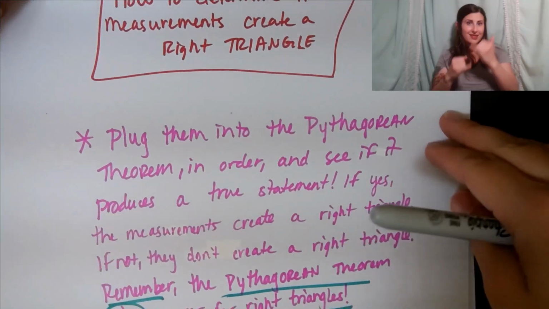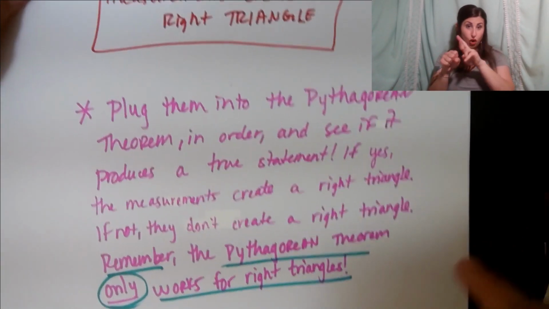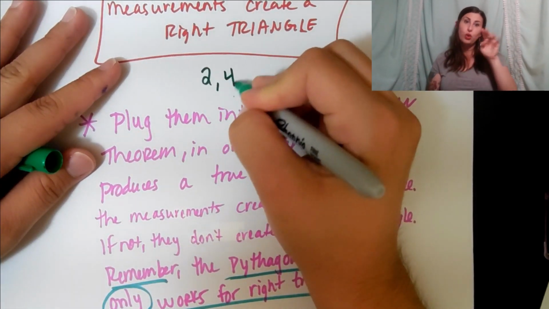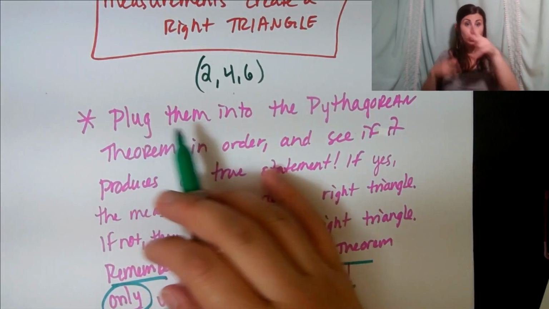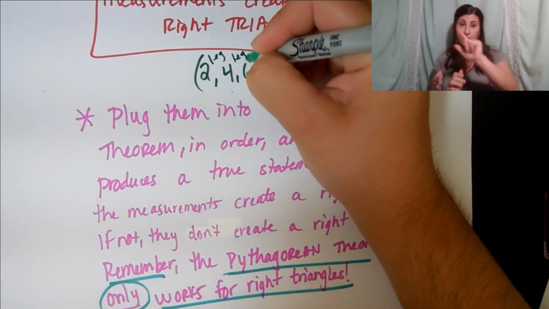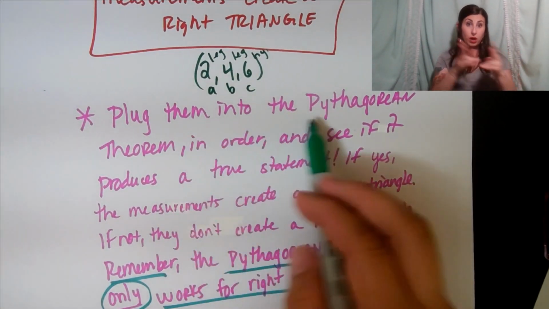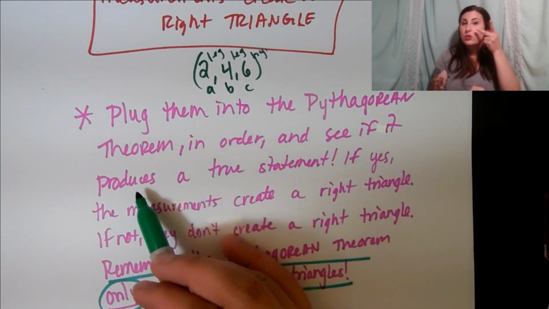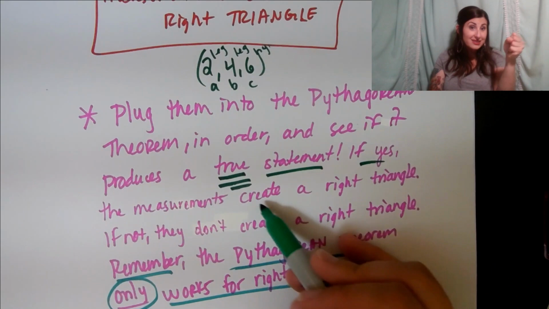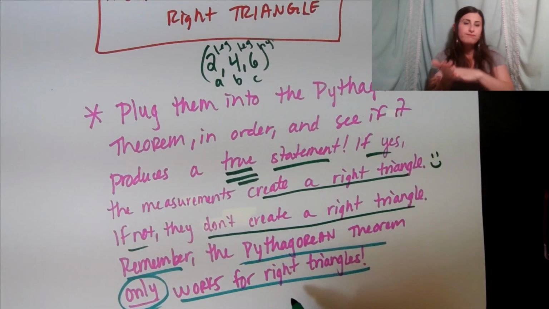All right, the last thing we're going to talk about today is how to determine if measurements create a right triangle. So if I give you measurements like 2, 4, and 6, you're going to plug them into the Pythagorean theorem in order. So this is a leg, and this is the hypotenuse. So think of A, B, C. Plug them into the Pythagorean theorem in order and see if it produces a true statement. If yes, the measurements create a right triangle. If not, they don't create a right triangle.